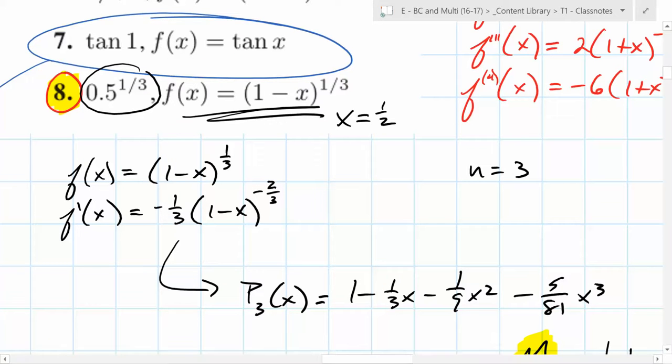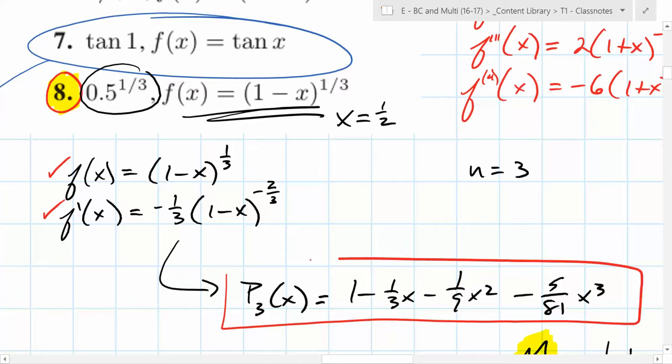So I'm just writing out the third degree Taylor polynomial. There's the function. There's the first derivative of the function. And if you do out the Taylor polynomial, this is what you end up with. Now, that was the first stage of what we did in 10.1 and 10.2.